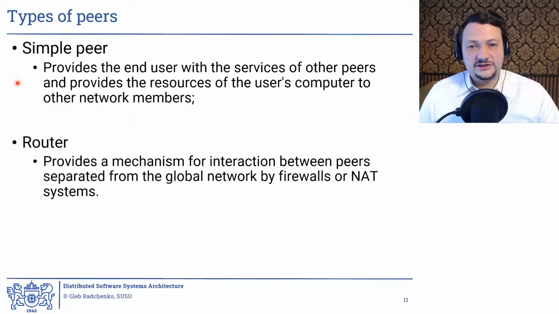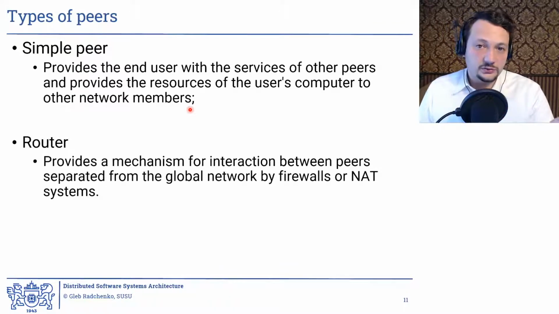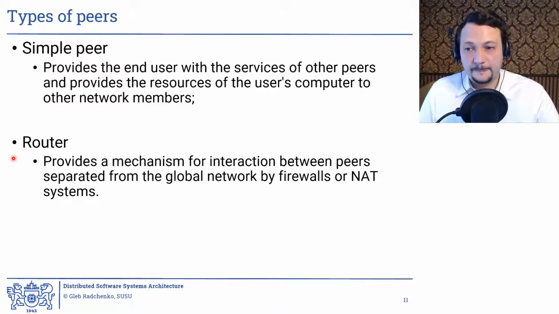We can highlight at least two types of peers. First, it is a simple peer that provides the end user with the services of other peers in the network and provides the resources of the user's computer to other network members. So you can see here that when you connect to the peer-to-peer network, you become not only a client but also a server. And the second type of peer is the router. Router provides a mechanism for interaction between peers that are separated from the global network by firewalls or NAT systems, and we will discuss this afterwards in the lecture.